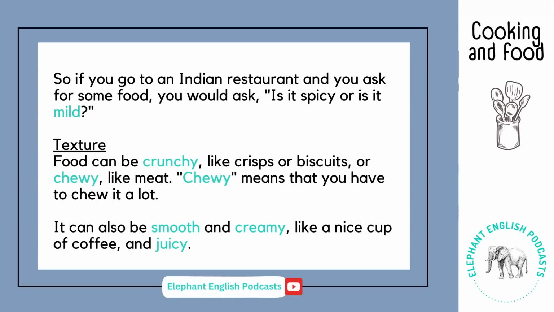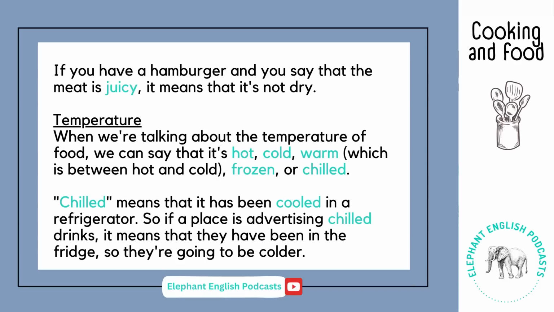It can also be smooth and creamy, like a nice cup of coffee, and juicy. So if you have a hamburger and you say that the meat is juicy, it means that it's not dry. When we're talking about temperature of food, we can say that it's hot, cold, warm, which is between hot and cold, frozen or chilled. Chilled means that it has been cooled in a refrigerator.